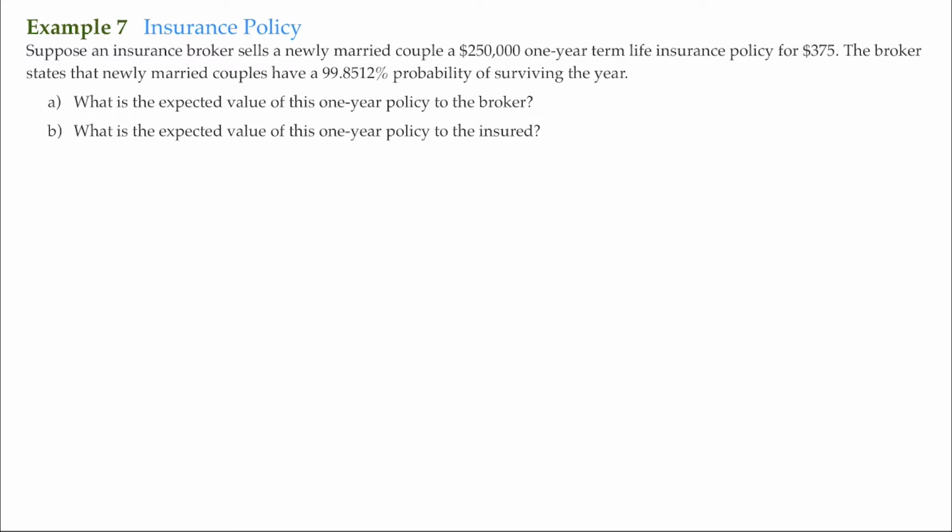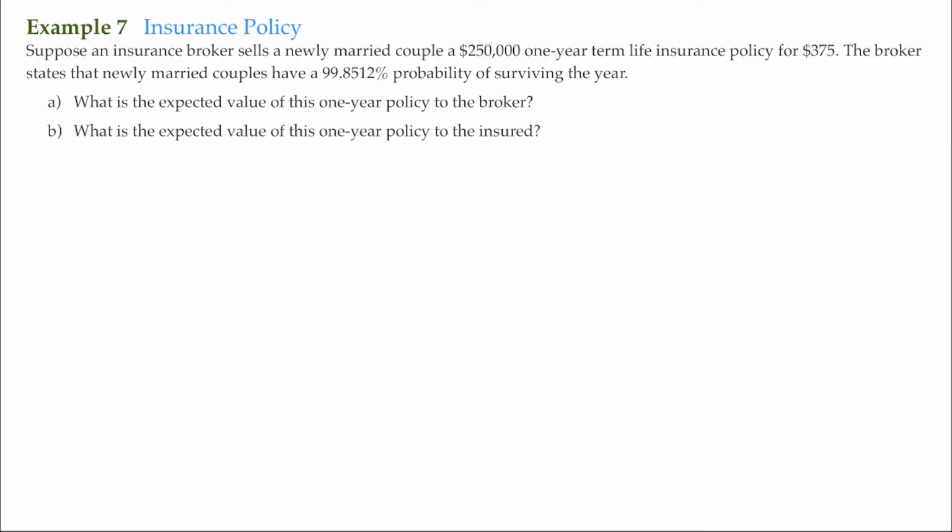So this example states, suppose an insurance broker sells a newly married couple a $250,000 one-year term life insurance policy for $375. The broker states that newly married couples have a 99.8512% probability of surviving the year, so they're off to a good start. Then we have these two questions here, A and B.